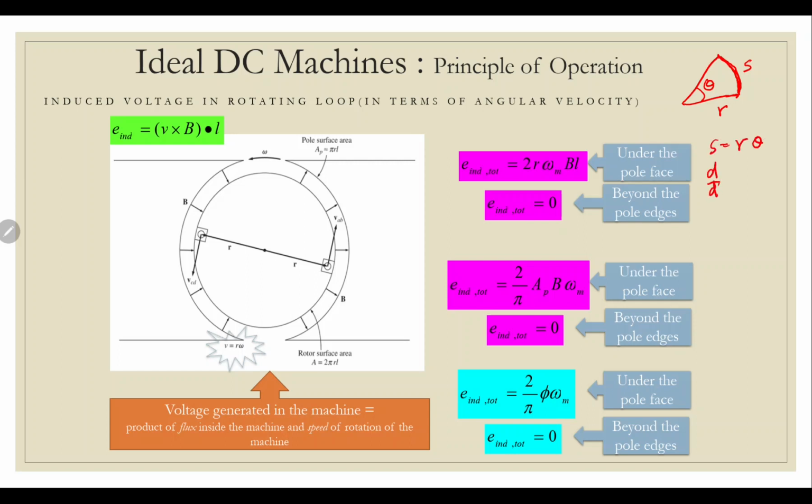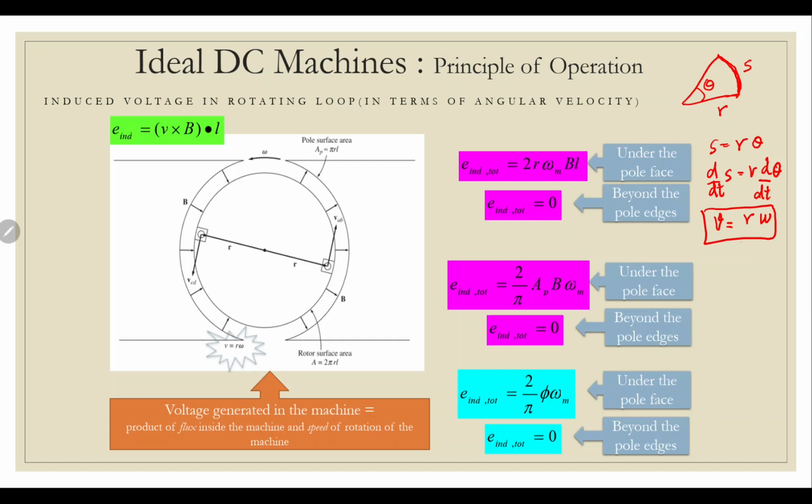So if we differentiate this length over time, we can do the differentiation from the S side and from the R theta side. Since R is a constant, the d/dt is on the theta only. So ds/dt is actually the translational velocity, and d theta/dt is actually omega, or rotational velocity. Okay, so this is how we get the equation.